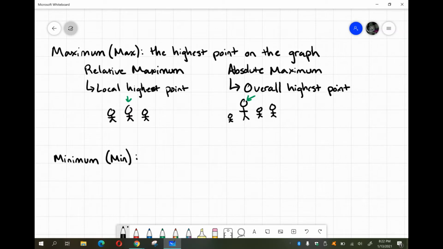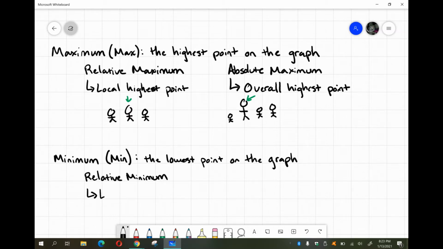On the flip side, we have minimum, or min, which is the lowest point on the graph. We have the relative minimum, which is the local lowest point, and we have the absolute minimum, which is the overall lowest point.